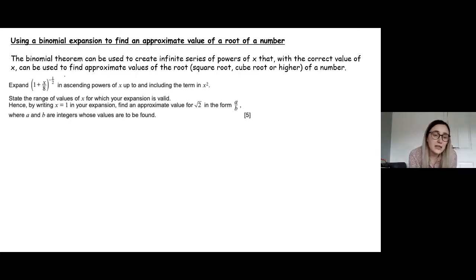Hence, by writing x equals 1 in the expansion, find the approximate value for root 2 in the form a over b, where a and b are integers whose values are to be found. Okay, so let's get straight into it.